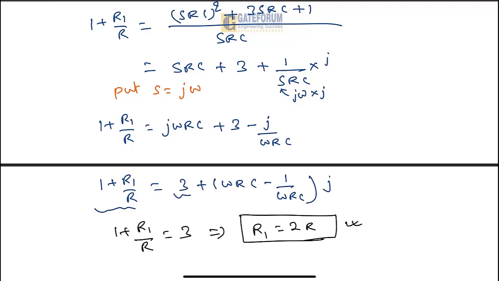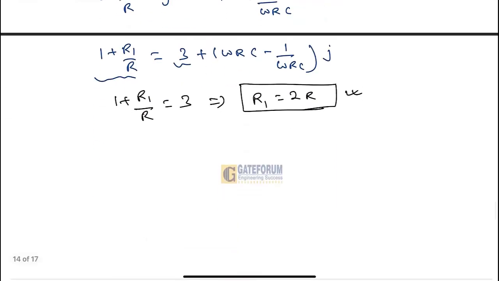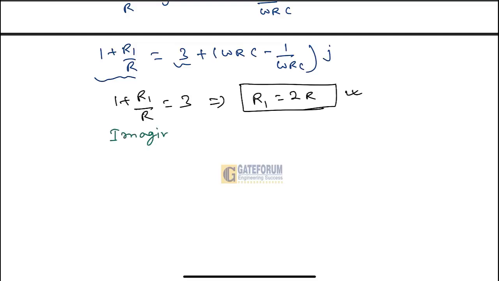Now by equating the imaginary part to 0, because the left side has no imaginary part, the right side imaginary part can be equated to 0. From there we will get the frequency of operation. So here we make the imaginary part 0, because the left side has no imaginary part. So this was the real part only.